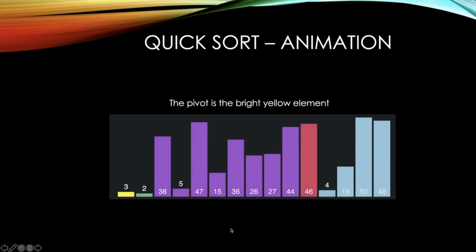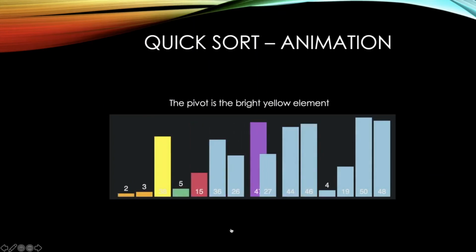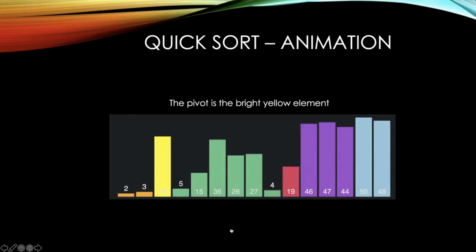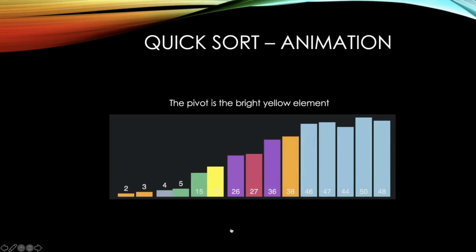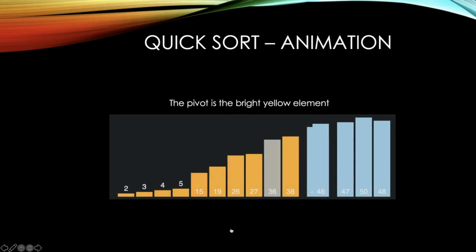Here's an animation where the bright yellow element is the pivot. So we take 38, we split everything into greater and smaller than 38, and put 38 back where it's supposed to be. We then look at the left subarray, which is smaller than 38, and so on. This is recursively called until you have a completely sorted array. As can be seen, this is a very fast sort, and works very well.